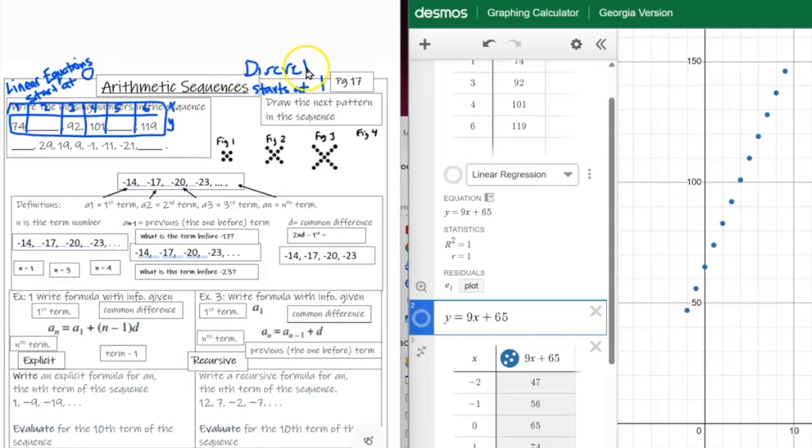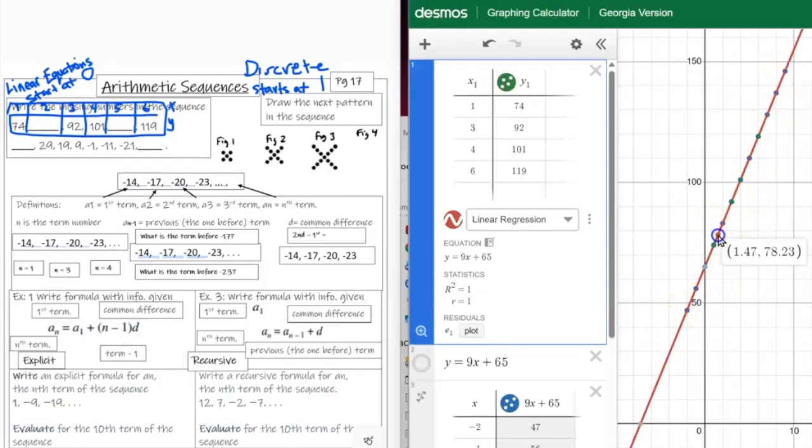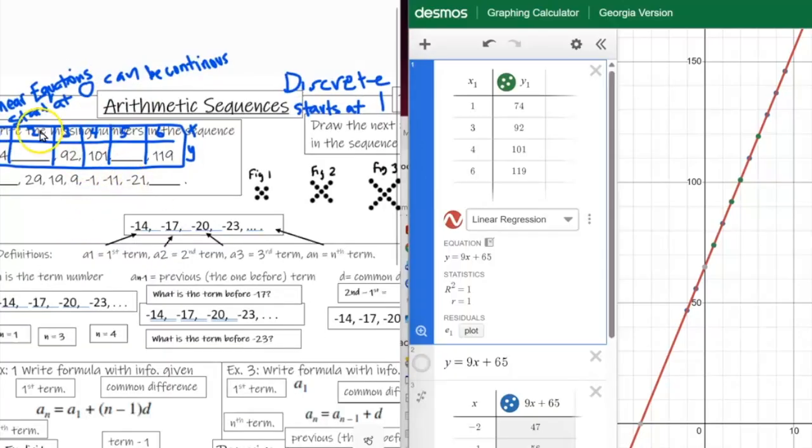Discrete in math. It's called discrete when you don't join up the lines. Whereas a linear equation or a linear function can be continuous. And continuous means you join the dots because I can have 1.47 and 78.23. So a linear equation starts at 0 and can be continuous. All right, so once again, please understand the difference. A linear function starts at 0 and can be continuous, meaning you join the line, you can have everything everywhere. Whereas for an arithmetic sequence, you do not join the line because you can't have the middle. You can't have these middle parts.